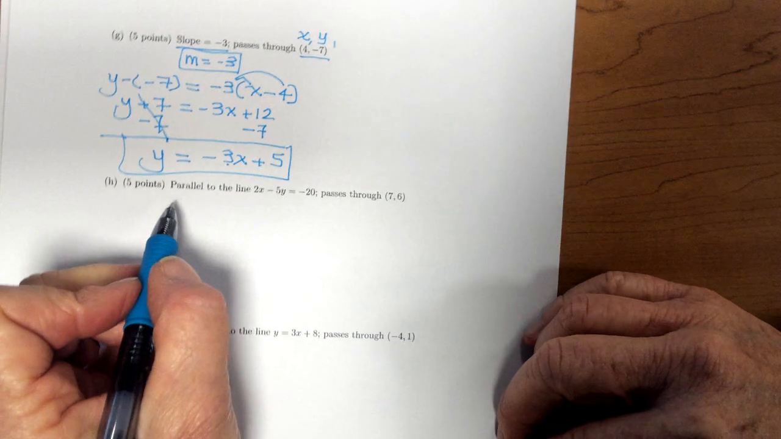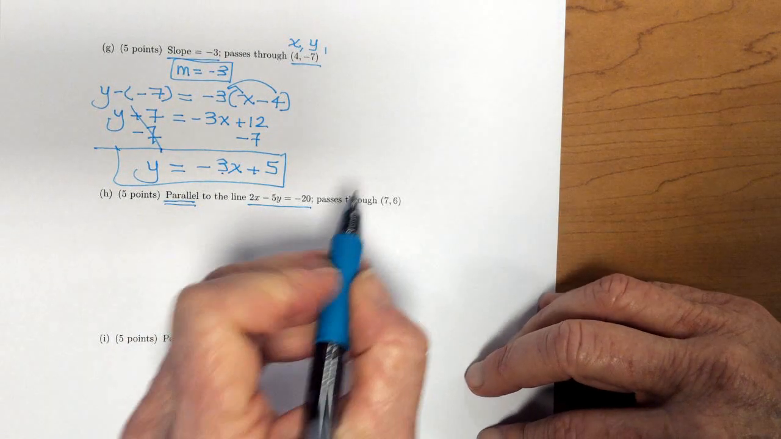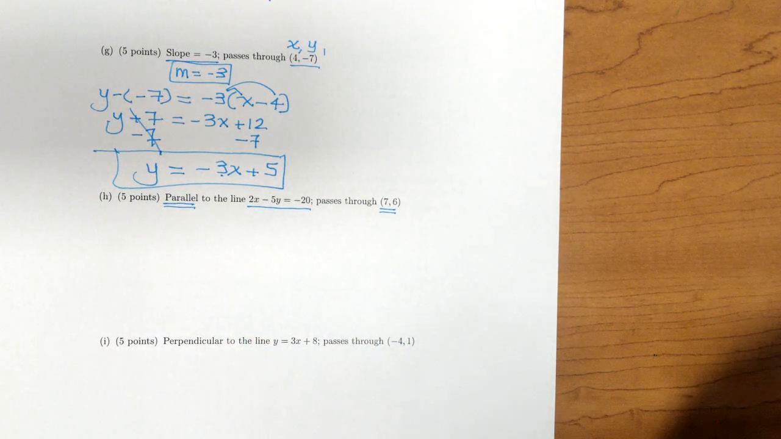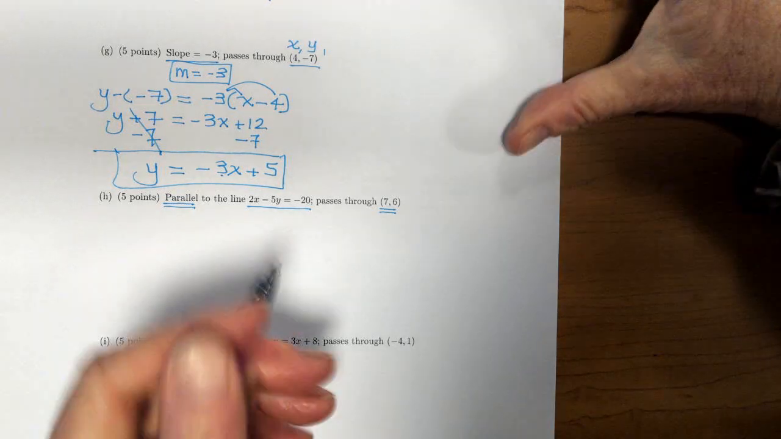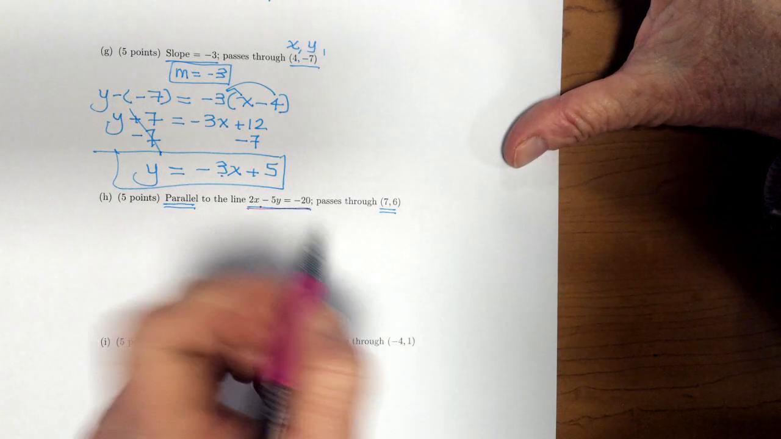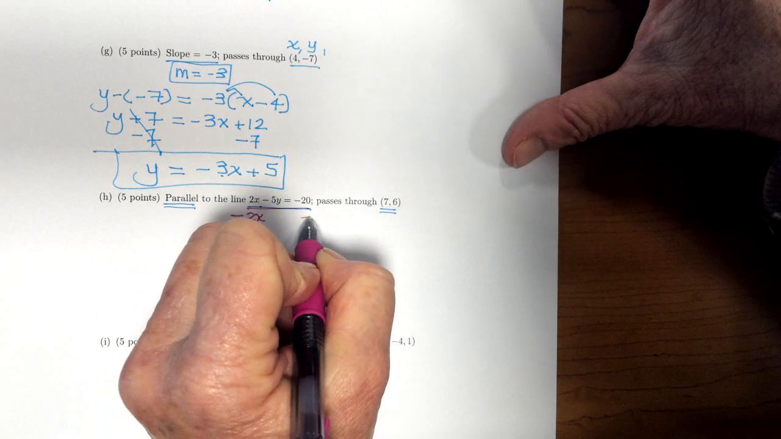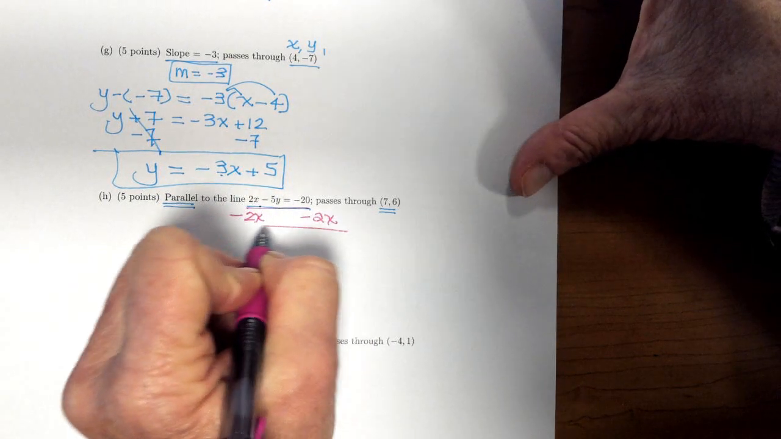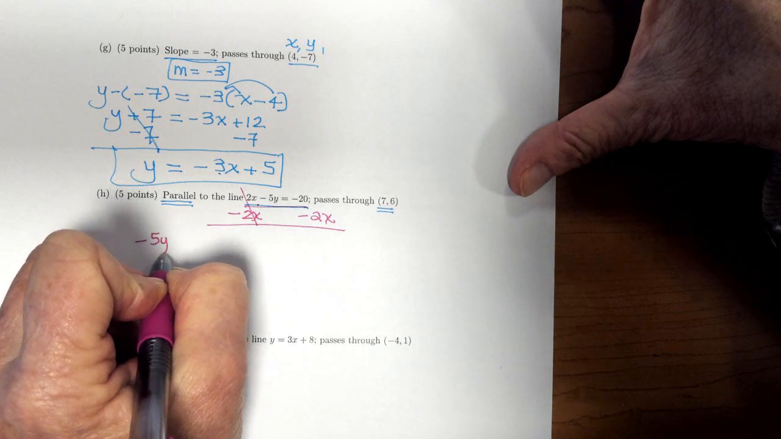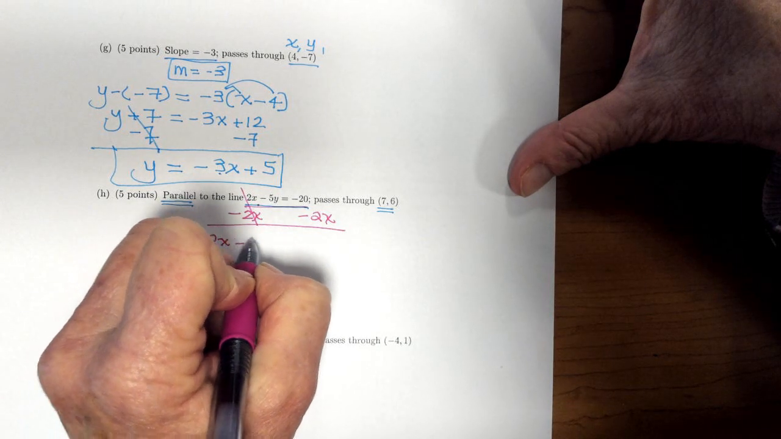For this next one, h, it's asking me to write an equation of the line. And this time, I know that my line is going to be parallel to this line right here, and it passes through (7, 6). So one of the things I'm going to notice is that I don't have this in y is equal to mx plus b, which means I need to convert this into y is equal to mx plus b. So what do I do? I'm going to subtract 2x from both sides. When I subtract 2x from both sides, I'm left with negative 5y is equal to negative 2x minus 20.